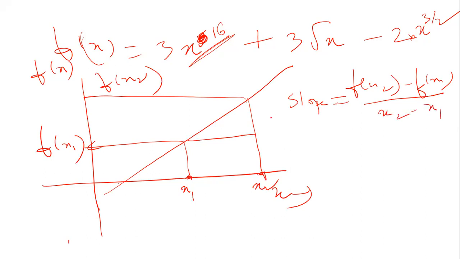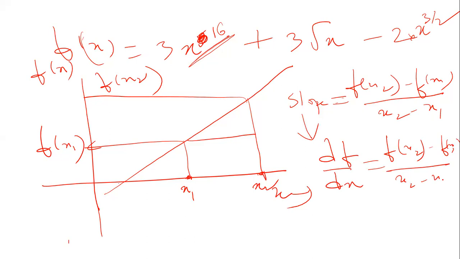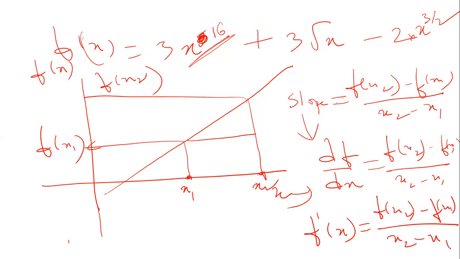So if you decrease the separation, in the analytical approach, the slope is equivalent to the differentiation of this function, df upon dx. So this is f of x2 minus f of x1 divided by x2 minus x1, and for differentiation we just use f prime x. F prime x is your function f of x2 minus f of x1 over x2 minus x1.